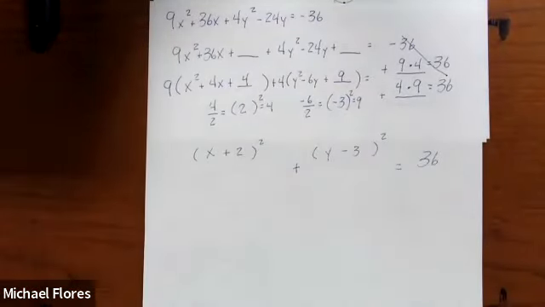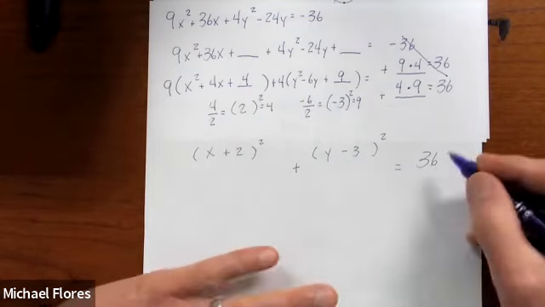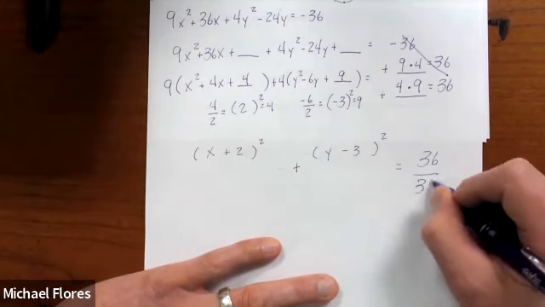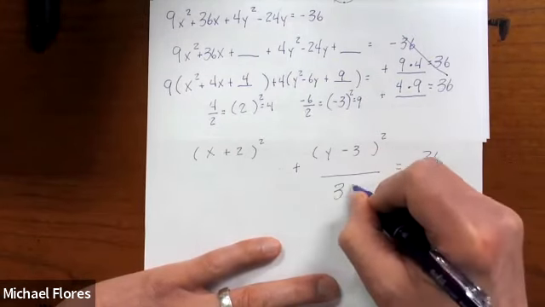Okay, now watch, this is what our equation should look like. Remember, in order for it to be an ellipse, it has to be set equal to 1. How do we do that? Whatever we have over here on the right side of the equal sign, divide by that number. And we have to divide everything by that number.